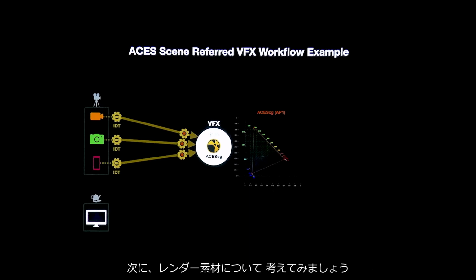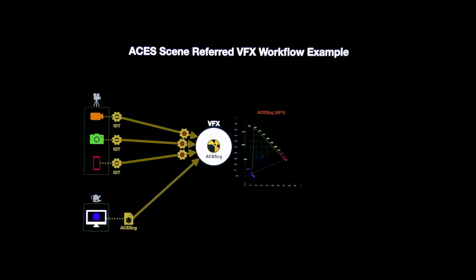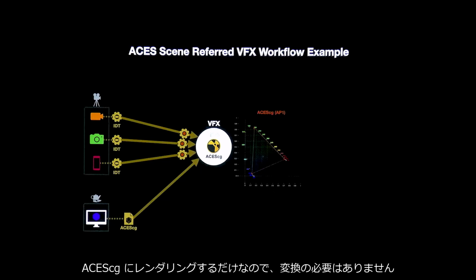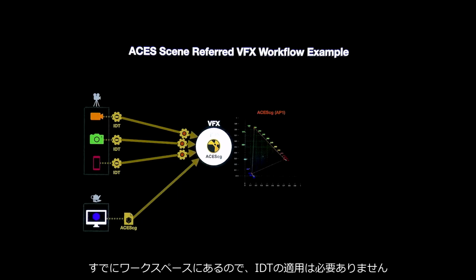Renders. If you have a render, think about it. You can do the render directly into the ACES CG. Usually, we want the renders to be linear. So what we do is just create the render into the ACES CG, so you don't need to transform it. You don't need to apply any IDT, because it's already in the working space.